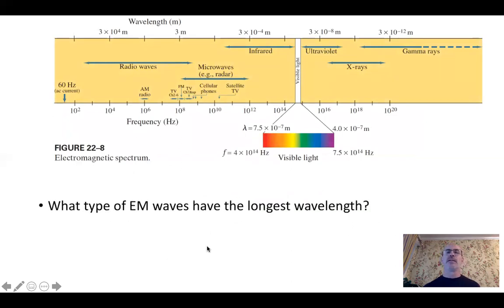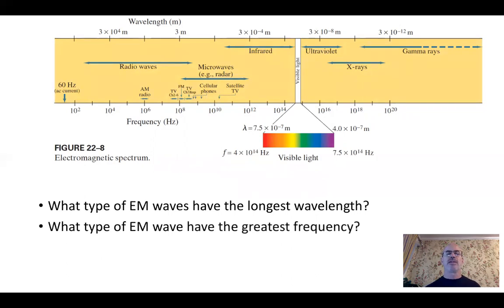So a little thing for you to think about, and if you want to pause: what type of electromagnetic waves have the longest wavelength? And what type of electromagnetic waves have the greatest frequency? The wavelength here, if you look on the right side, is really, really tiny, and on the left side, it's really, really long. So that would be the wavelength, short to long. So radio waves have the longest wavelength.